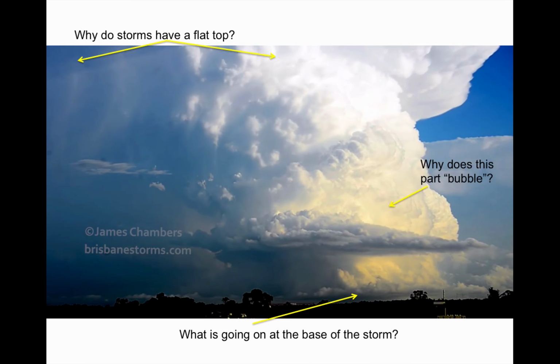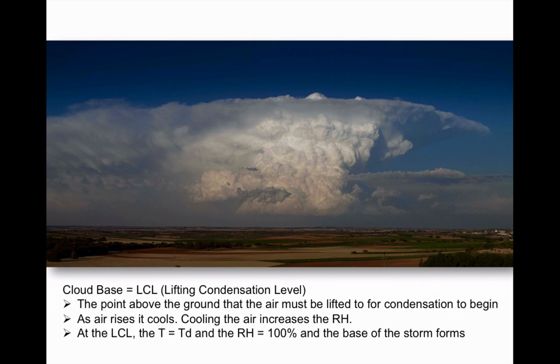To do that, I want to learn about three distinct points inside the storm. So here's a huge thunderstorm we're seeing off in the distance. Why does the cloud base have this nice flat edge to it? Well, we call cloud base the lifting condensation level, or the LCL.